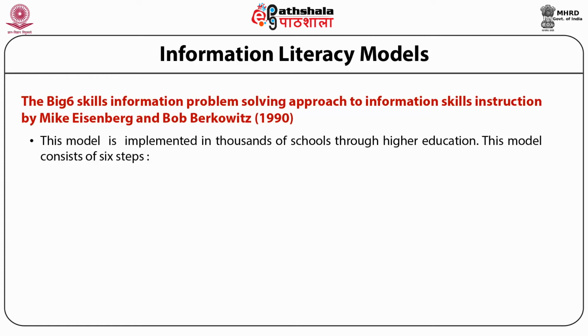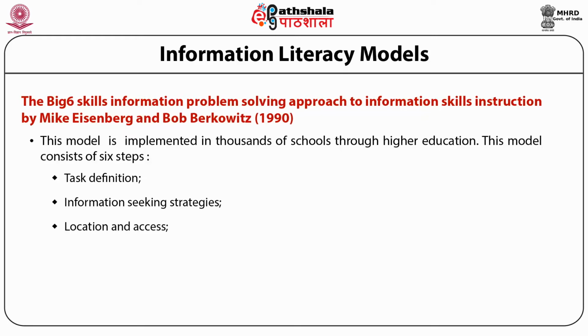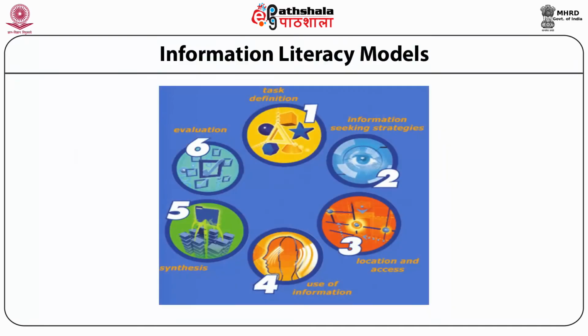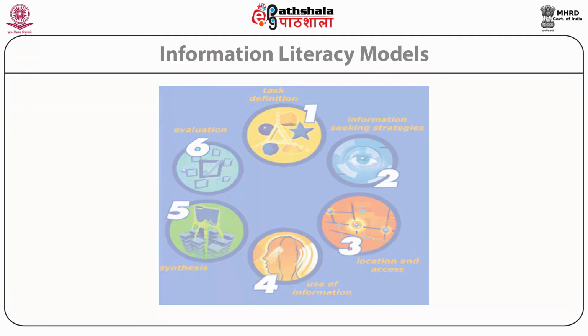This model consists of 6 steps. First step is task definition. Second step is information seeking strategies. Third step is location and access. Fourth step is use of information. Fifth step is synthesis. And the last, sixth step is evaluation. This is the diagrammatic representation of the information literacy model Big Six.